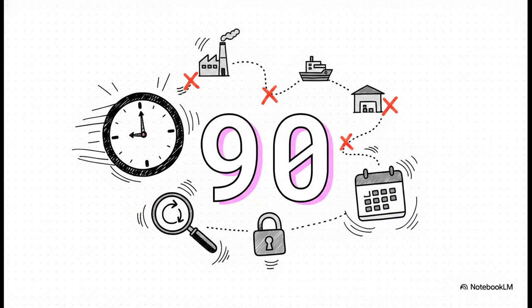And here is where that ticking clock comes into play. 90. That is the strict number of days a supplier has to complete a corrective action. Well, actually, to be specific, that's the absolute deadline for a major nonconformance. Because of the extreme severity of those major issues, the standard mandates this absolute 90-day deadline to eliminate the root cause and verify the fix.